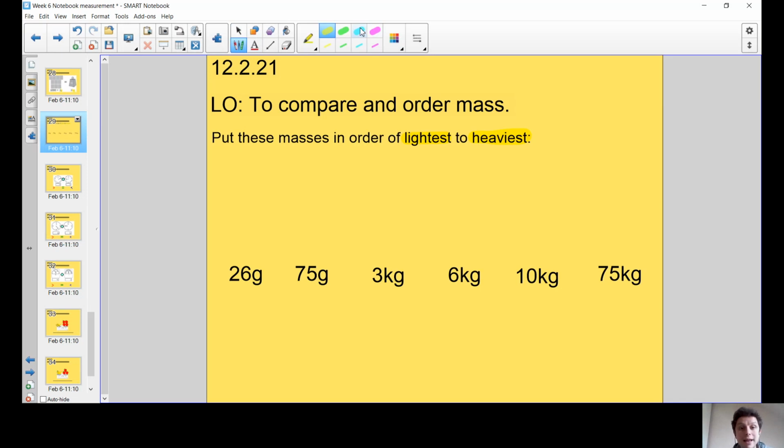Now notice that even though 6 is a smaller number than 75, because this one is grams, it would go first. Grams are lighter than kilograms. The units there are really important, so keep your eyes on those.